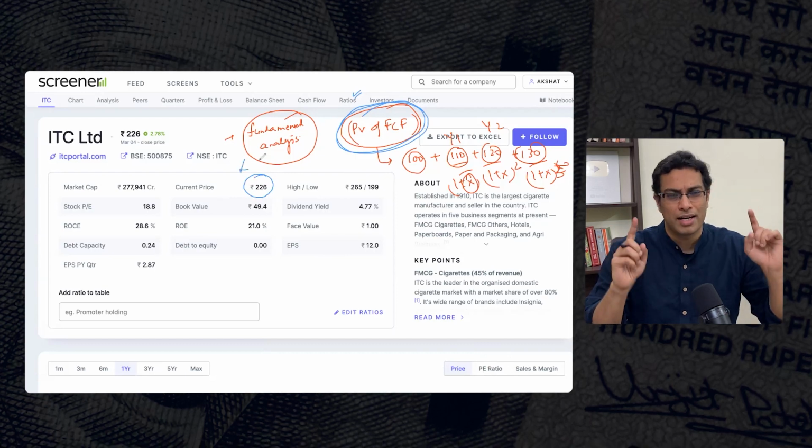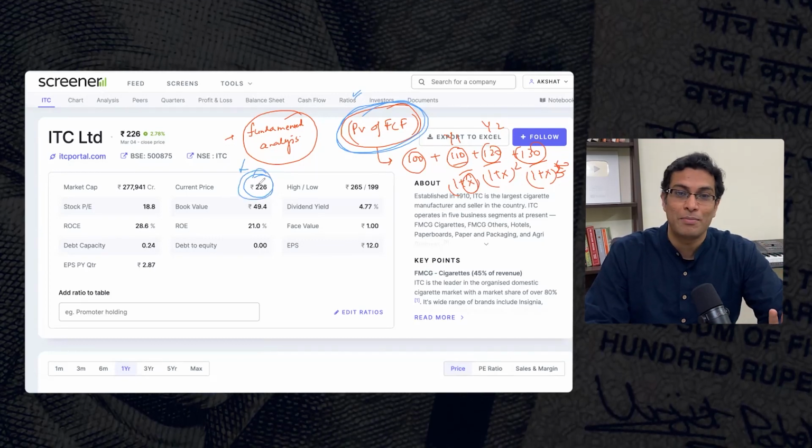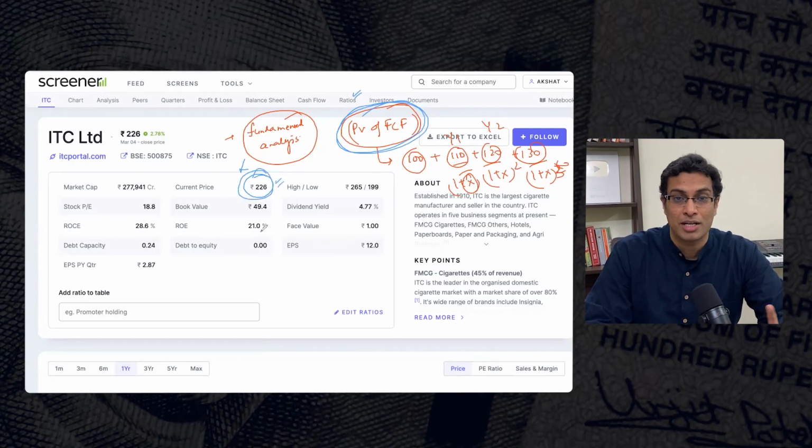Now, can you do it correctly? The answer is no. Even the most famous professor on valuation can get this wrong. Professor Damodaran posts a lot of stuff on valuation on his channel, and he also can get that wrong. He has gotten the valuations wrong multiple times because this is an approximation game, but this is the game that you are playing, and this is the reason why the stock market is so difficult.